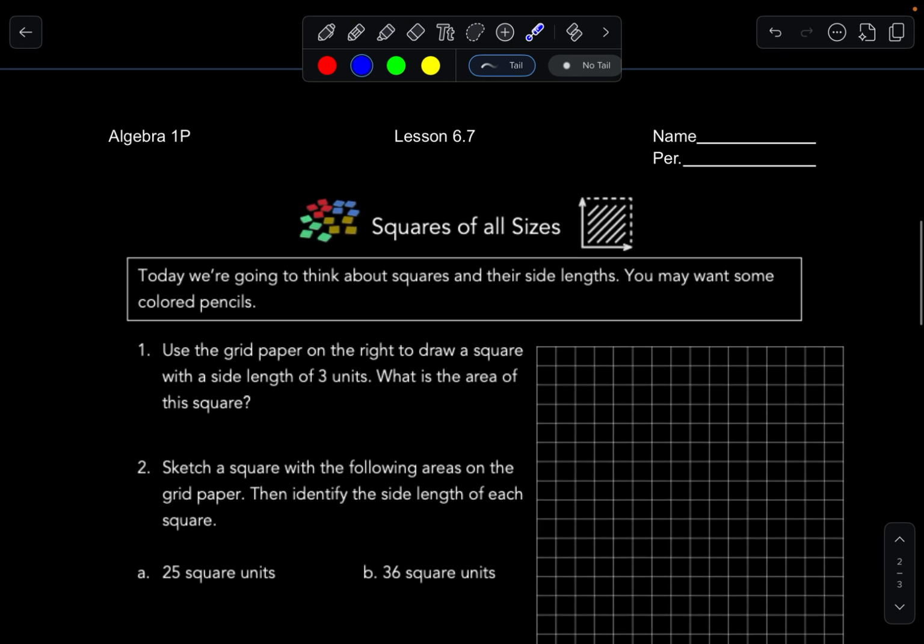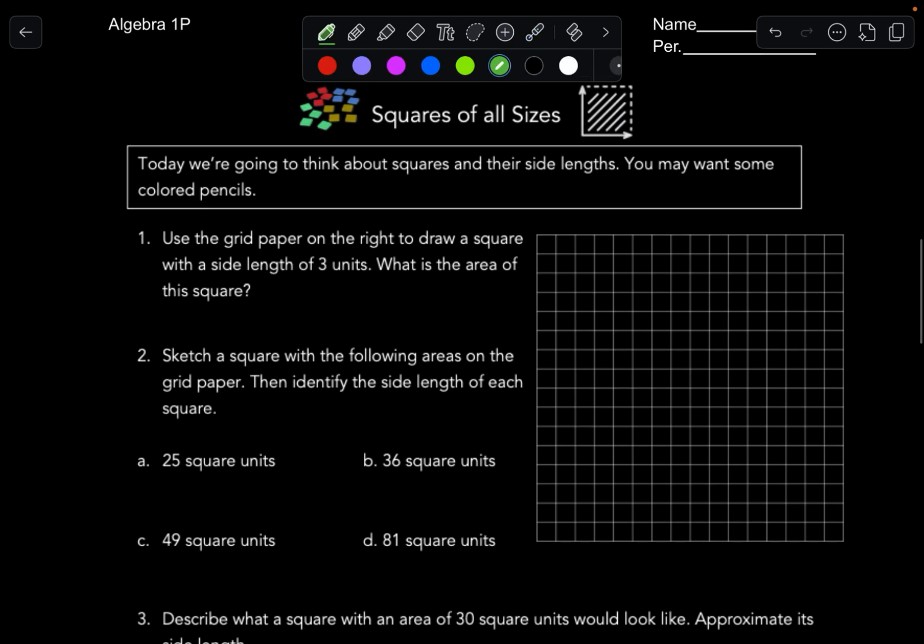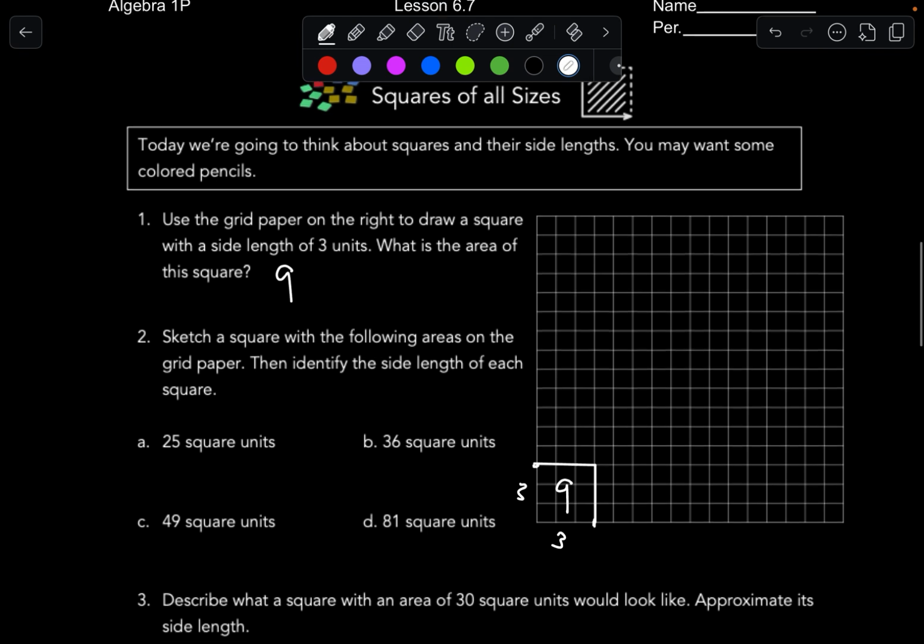Use the grid paper on the right to draw a square with a side length of 3 units. So you're supposed to come over here and 1, 2, 3, I'll put it here, 1, 2, 3 here, so it's going to be this. That is a square of side 3 units. What is the area of the square? If you count up the area, it's 9. There's 9 little squares in there. Now sketch a square with the following areas on the grid paper, then identify the side length of each square.